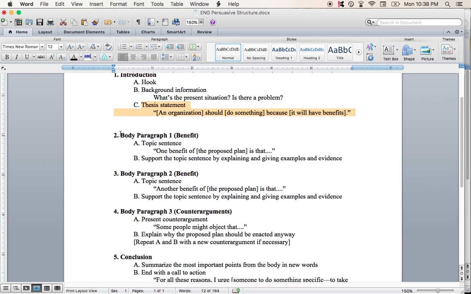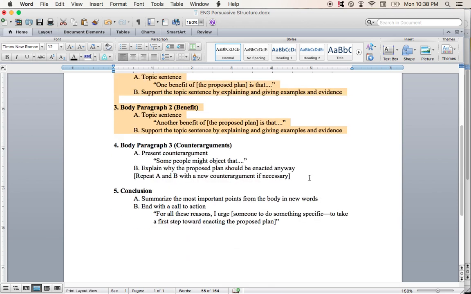And then 2 body paragraphs focused on the benefits that your plan will have. That is the focus of those. What are the advantages of carrying out my plan? And then the counter arguments paragraph, where you consider the objections that someone might have in order to show the reader that you've really thought carefully about this and you understand that there could be some disadvantages, but still, at the end of the day, your proposal has more advantages than disadvantages. The benefits outweigh the costs.